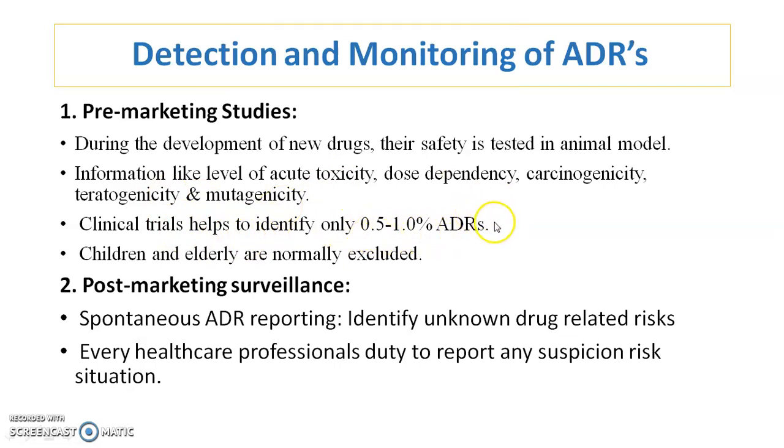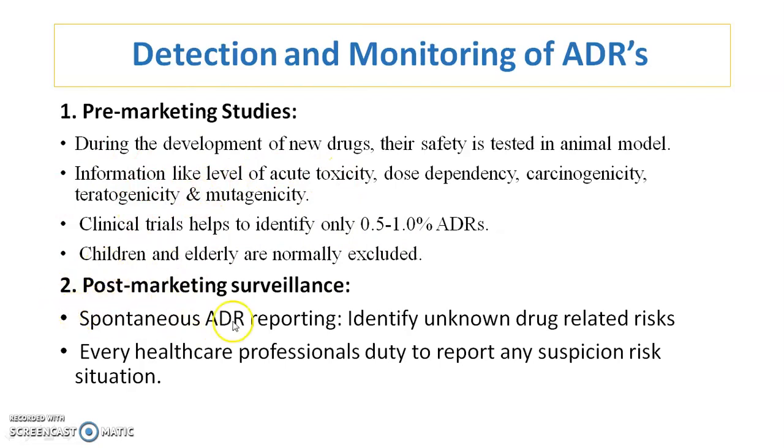So the post-marketing surveillance stage, that is the phase 4 stage, has to be very strong to identify adverse drug reactions. Children as well as elderly or geriatric patients are usually excluded from the pre-marketing studies. So we need to always consider them as a higher risk category in the post-marketing surveillance stage.